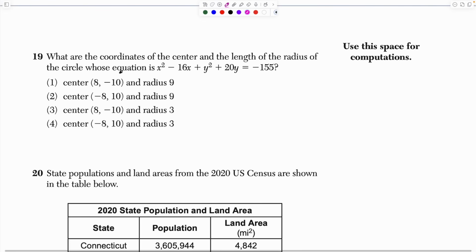Question 19: what are the coordinates of the center and the length of the radius of the circle whose equation is x squared minus 16x plus y squared plus 20y equals negative 155?